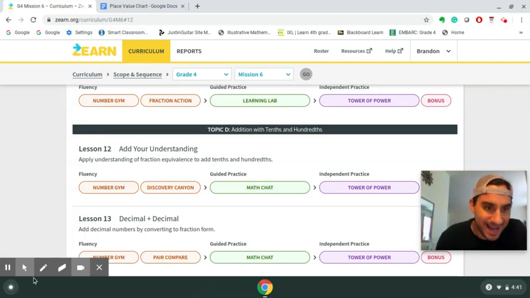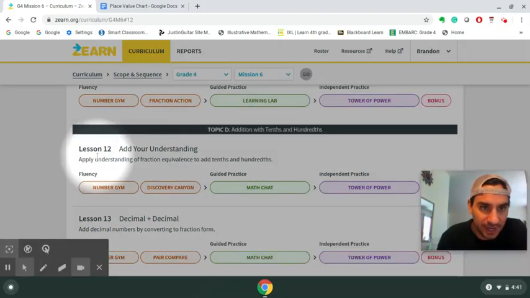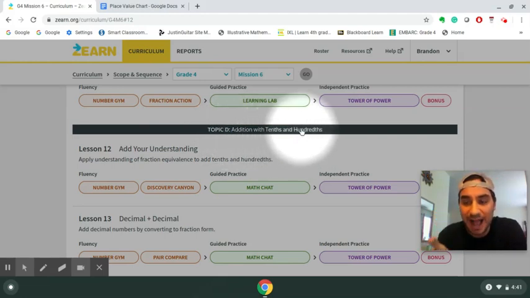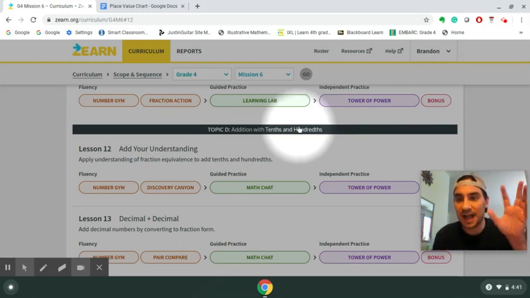We are on lesson 12 today. The title of our lesson is Add Your Understanding. It's a brand new topic. Topic D, addition with tenths and hundredths. Now, we've already done this with fractions. We're going to start with fractions again, adding fractions, and then we're going to bridge that to adding decimals.